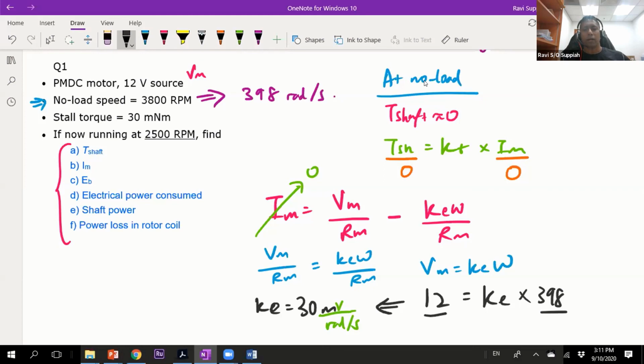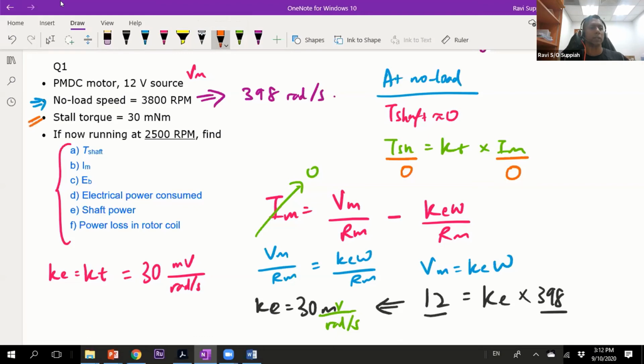Now we also know that Ke is equal to Kt, which means both of them are 30 millivolt over radians per second. So that is the first thing that we can find given the information that the no load speed is 3800 rpm. Now let's look at the next piece of information that we have.